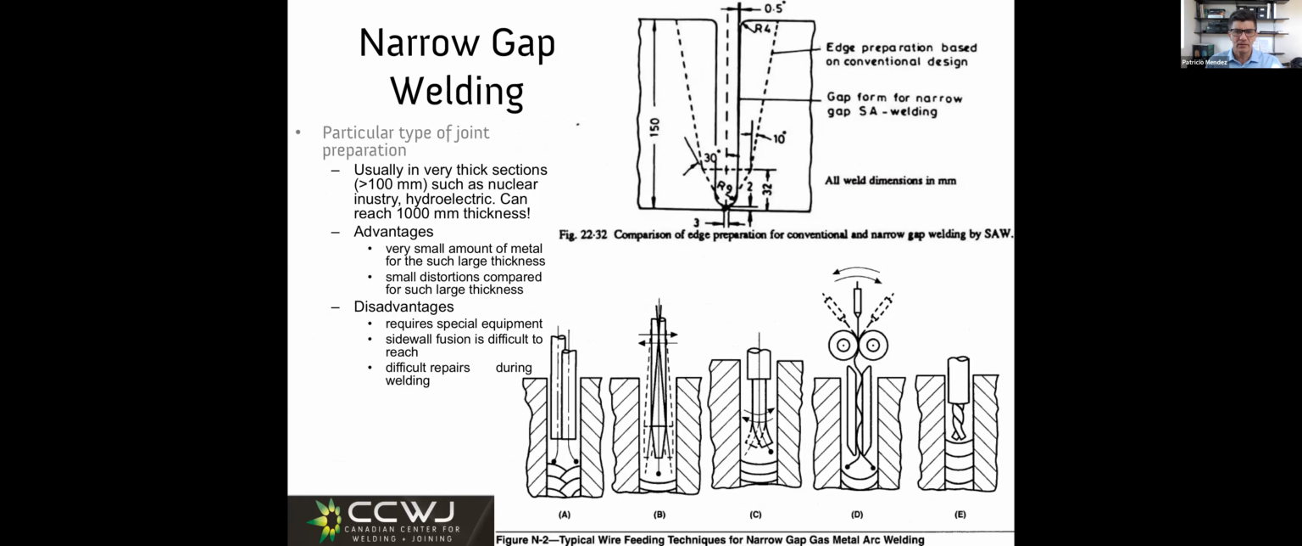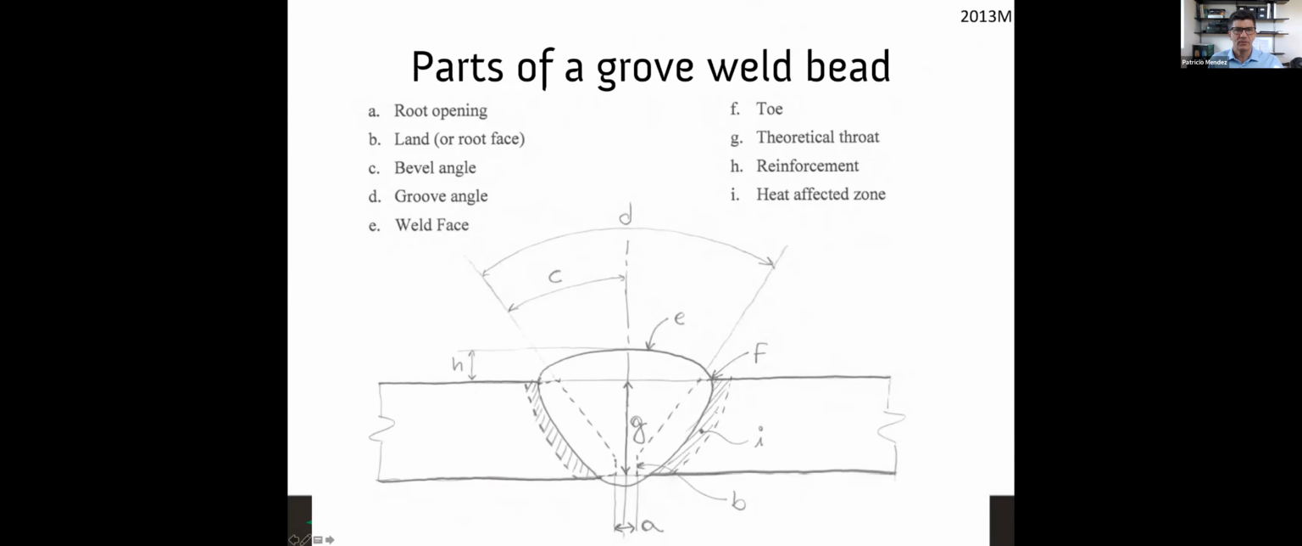Narrow gap welding, typical of the nuclear industry, typical of heavy wall pressure vessels. In this case, you don't even make a bevel or a V groove. You have the two walls coming up more or less parallel, and you weld from the bottom up. I had some videos there, but I'm going to move on for the sake of time.